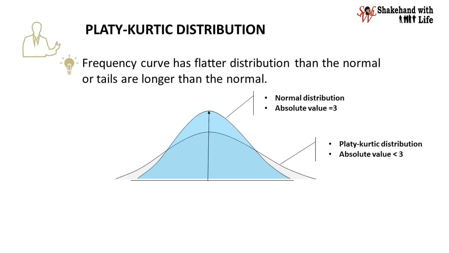If the frequency curve has flatter distribution than the normal distribution or the tails are longer than the normal distribution, then it is called platykurtic distribution. And the value of kurtosis in this case will be less than 3.